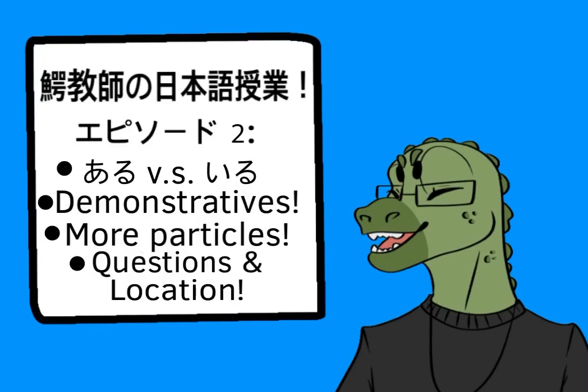Today, we're going to be covering a few things, actually, and they all kind of fall together underneath the same grand umbrella. So I figured I could kill 3 birds with one stone here and cover question words, the iru versus aru differences, and a few particles, which are very, very important, particularly ga, ni, and mo.